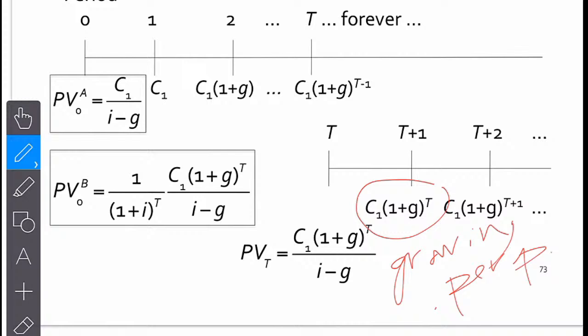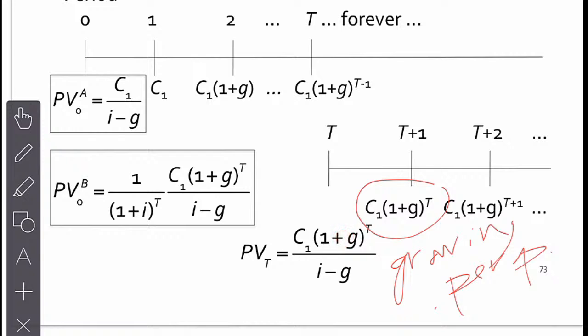Okay, not every single problem falls perfectly into, it doesn't align perfectly with the timelines I'm showing you and the corresponding formulas. You have to modify the formula, so you need to learn how to do that. All right, so you guys are with me. This represents the growing perpetuity starting at T.